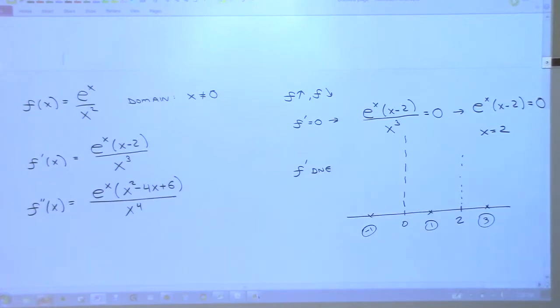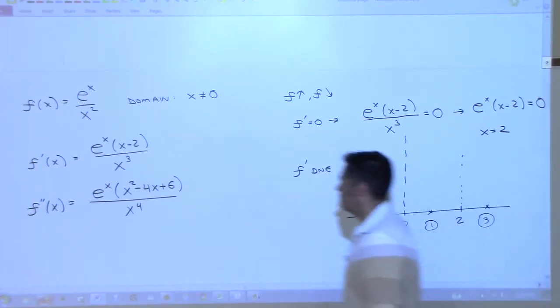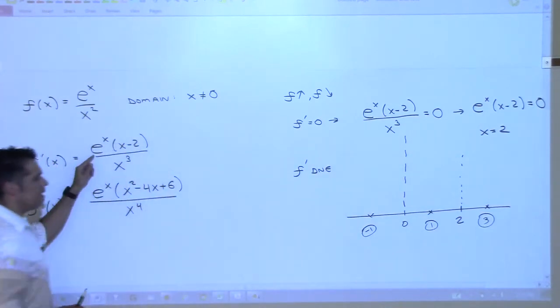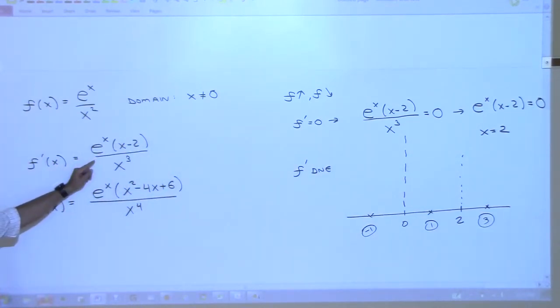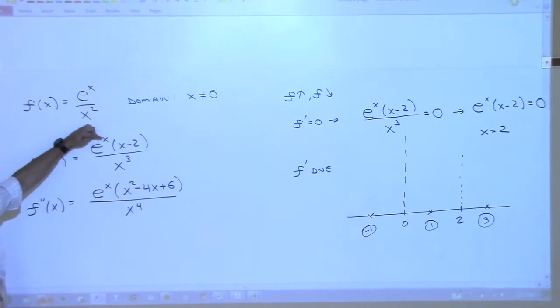Those get plugged into the first derivative. So we could plug it in here. I think it'll be easy to do. We could probably do it just visually. E to any power is positive, right? So this is a positive number no matter what.